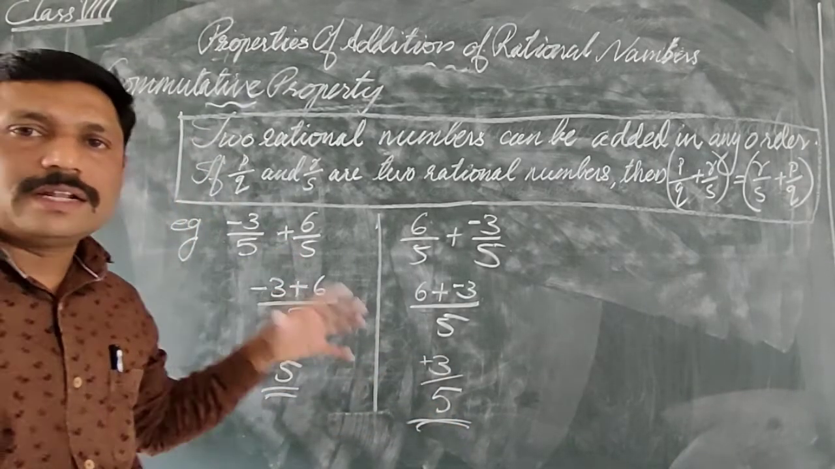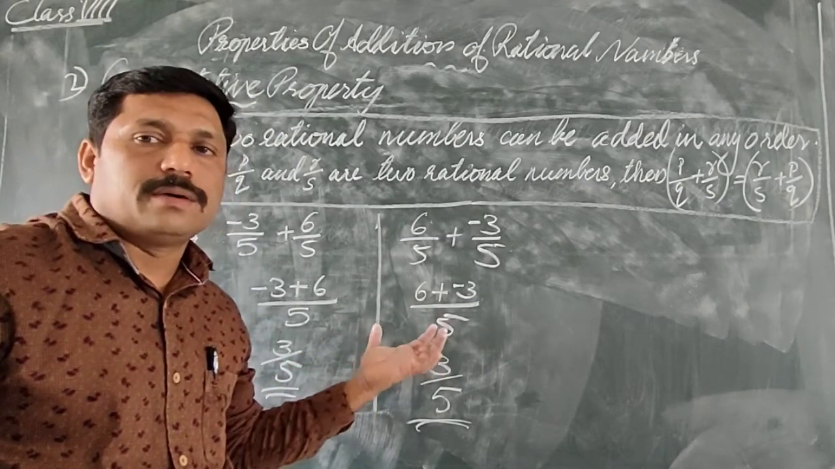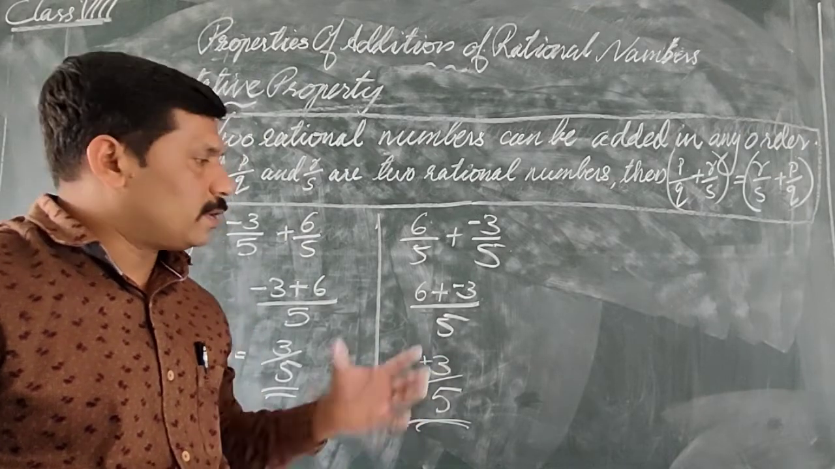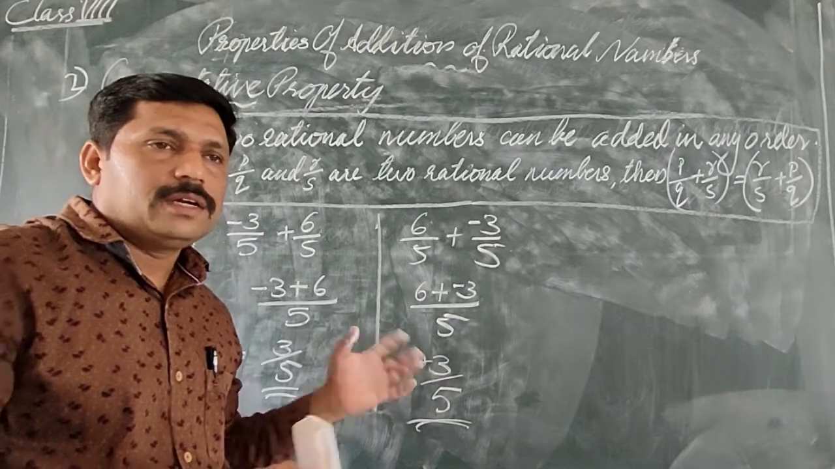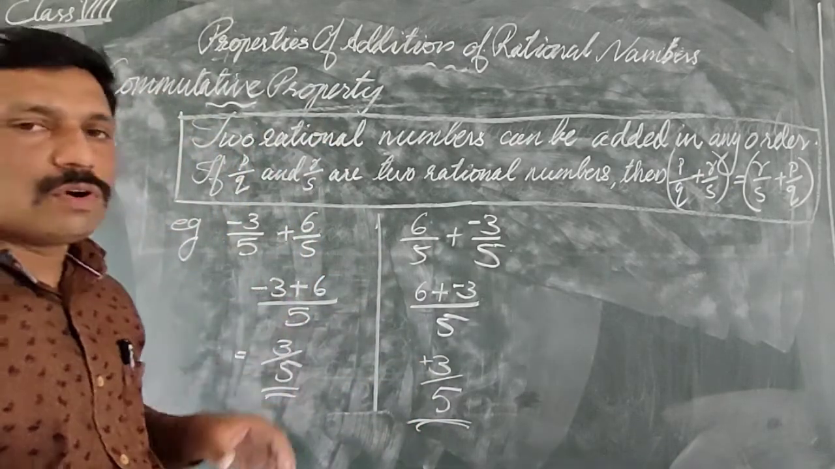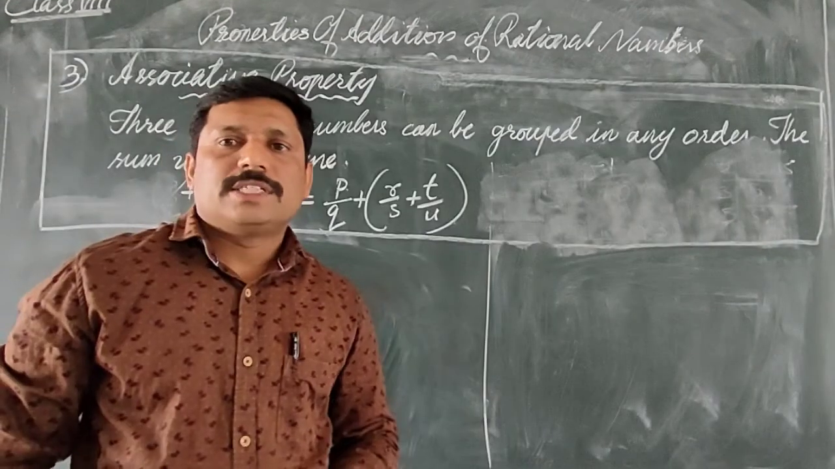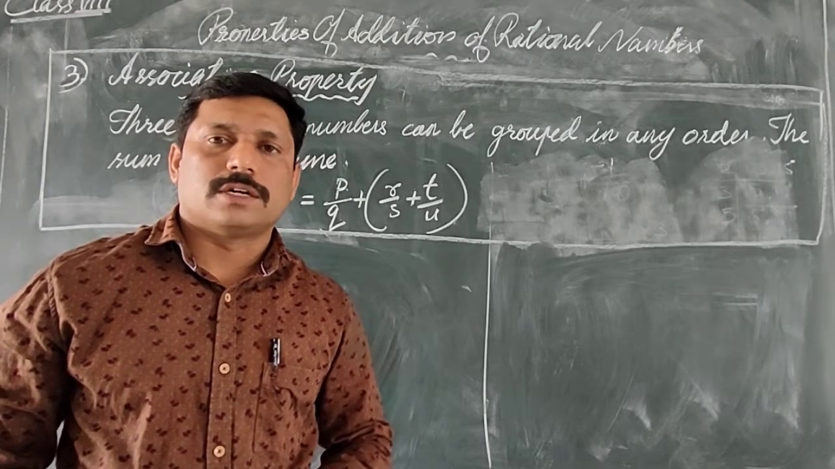That means when the order of the addition of rational numbers is changed, it will not affect the result. And if you check this property with other numbers also, you can see the same thing. Both answers will remain the same. This property of rational numbers is called the commutative property of rational numbers. Now we see the third property of rational numbers, that is the associative property of rational numbers.